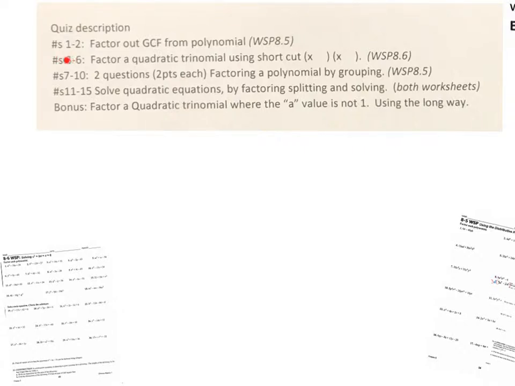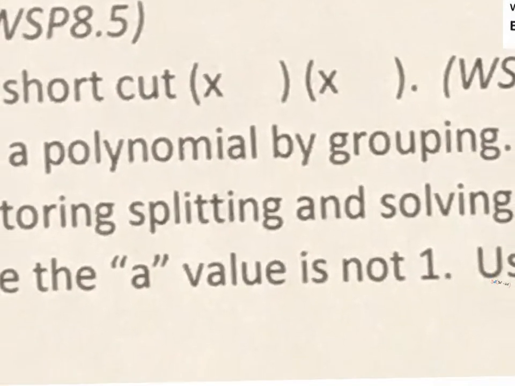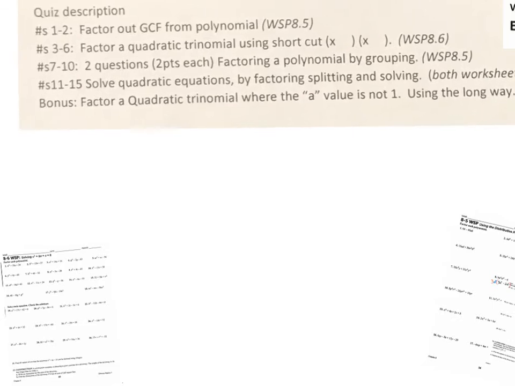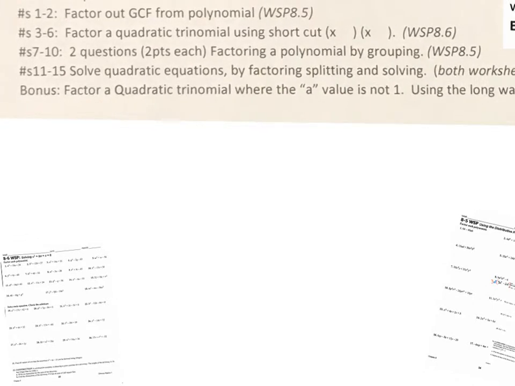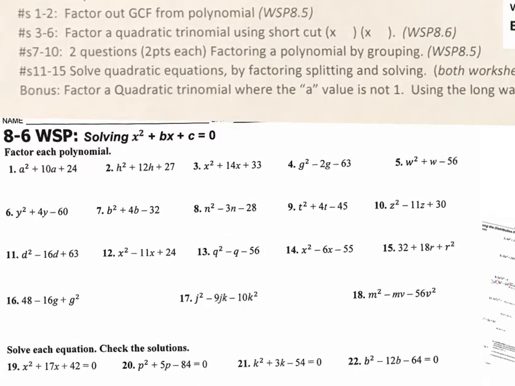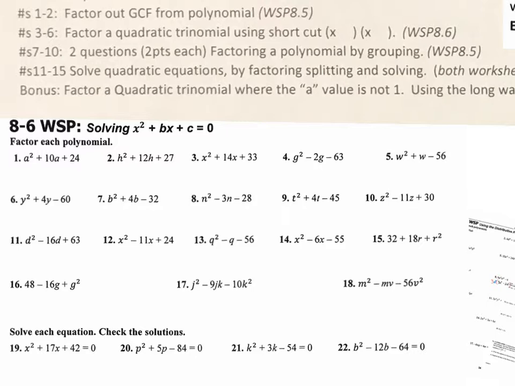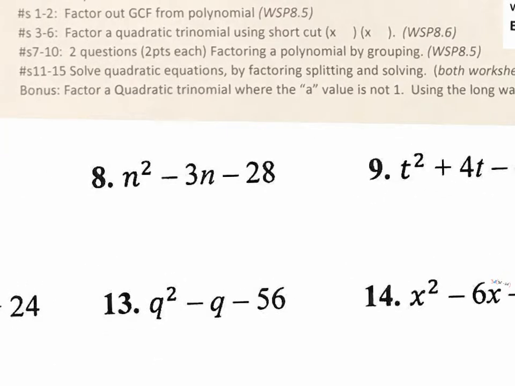Questions 3, 4, 5, and 6. That's 4 questions on factoring quadratic trinomials where your A value is 1. And it says using the shortcut, parentheses, x, x. So 4 questions are going to be using the shortcut. And it's from worksheet 8.6, the one you have right now. If we take a look at that one, it doesn't matter which one you pick, it's going to be ready to factor. The A value is 1, which means you could jump right into this, and all you have to do is think what times what is negative 28, that if you combine together is negative 3.